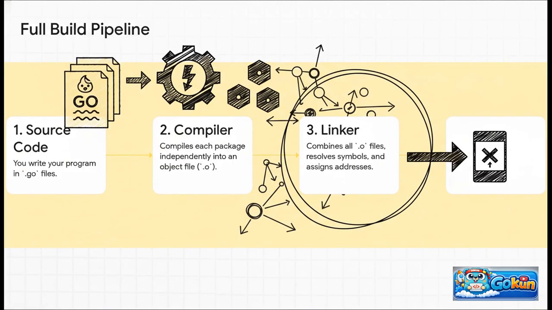And this shows the whole pipeline, start to finish. You write your .go source files. The compiler then translates each package into an intermediate .o object file, which contains the machine code and all its symbols. Then the linker steps in for that final crucial assembly step. It grabs all those separate .o files, resolves all the symbols between them, patches in all the final addresses, and stitches everything together into that single final executable binary that you can actually run.